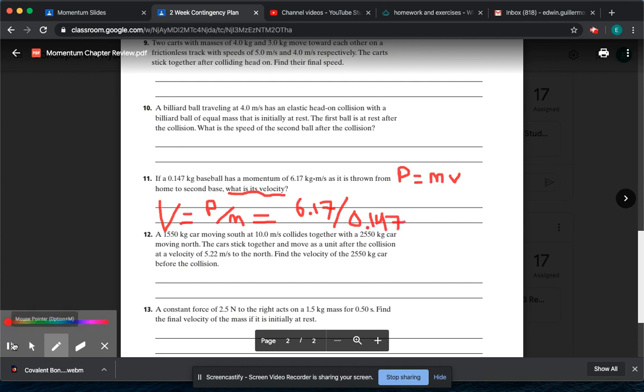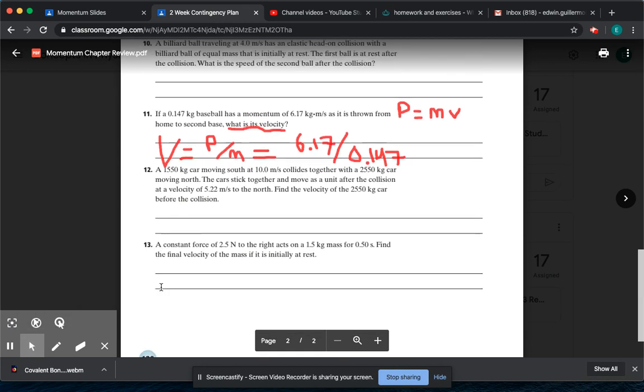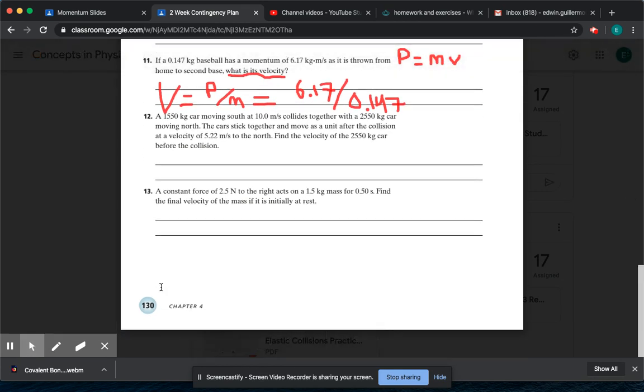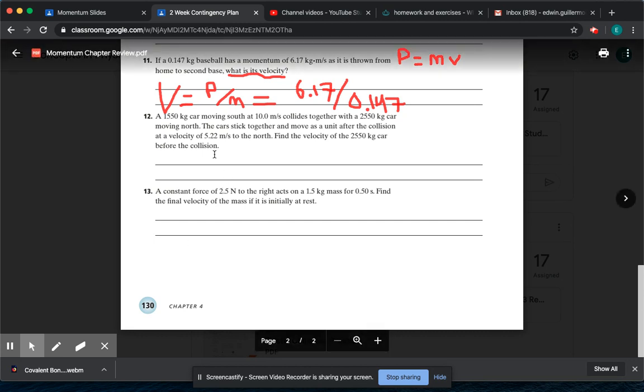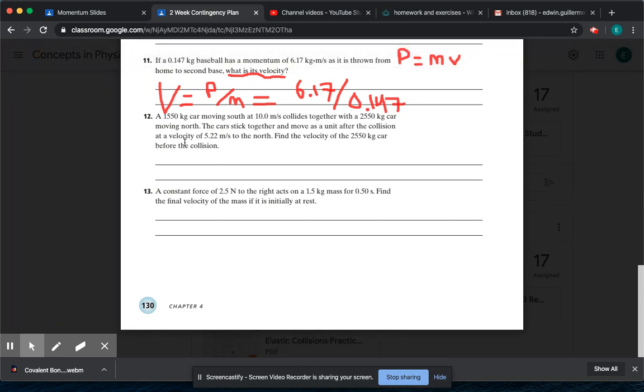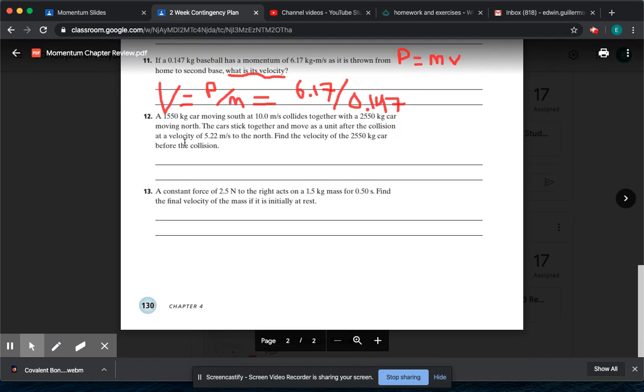And I will do one more. I will do this one because this one looks like it focuses on elastic and inelastic, and I like those. So let's do this one.